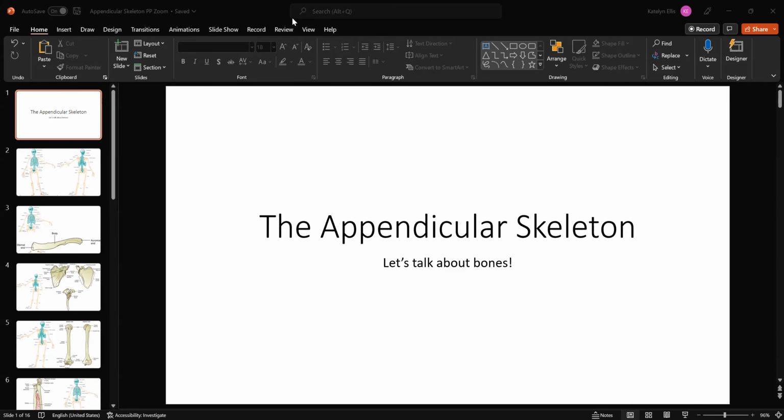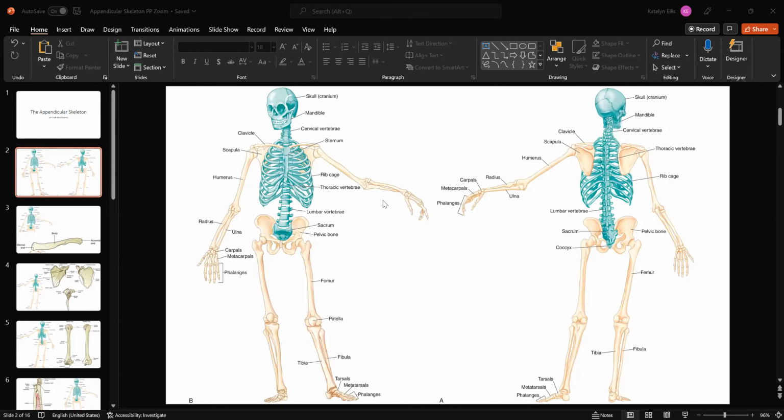All right, everyone, and welcome to the appendicular skeleton. So let's talk about all of the bones that aren't in your axial skeleton. For this presentation, I am going to be using mostly images from your textbook because they are pretty decent for the appendicular skeleton. I did like going for outside sources for the axial, but we're going to roll with it except for the hip for the appendicular skeleton.